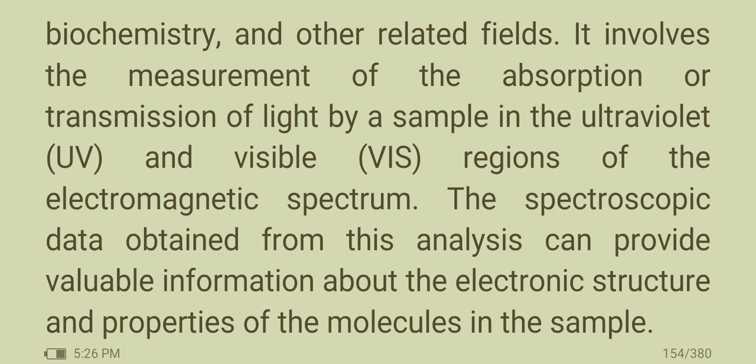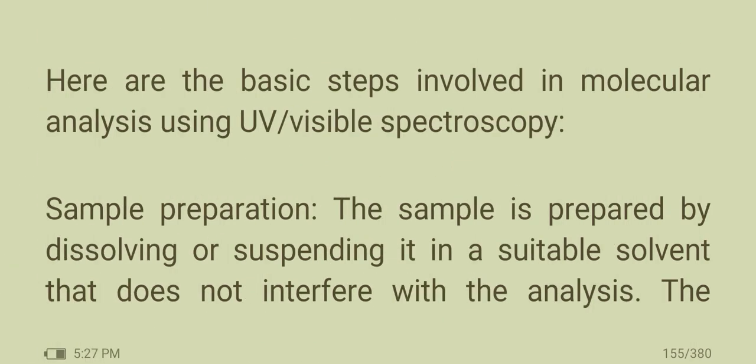It involves the measurement of the absorption or transmission of light by a sample in the ultraviolet and visible regions of the electromagnetic spectrum. The spectroscopic data obtained from this analysis can provide valuable information about the electronic structure and properties of the molecule in the sample. Here are the basic steps involved in molecular analysis using UV or visible spectroscopy.